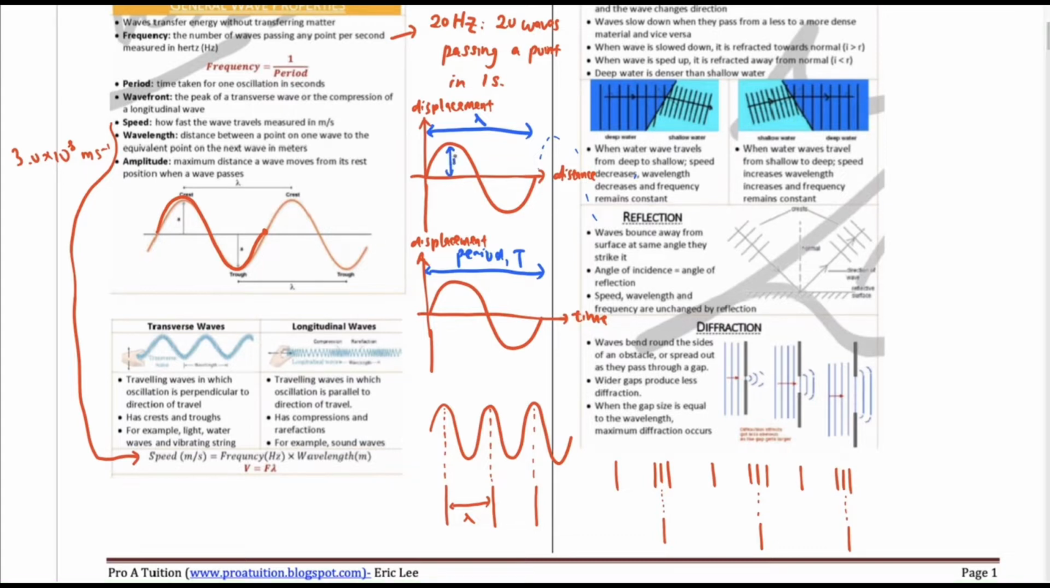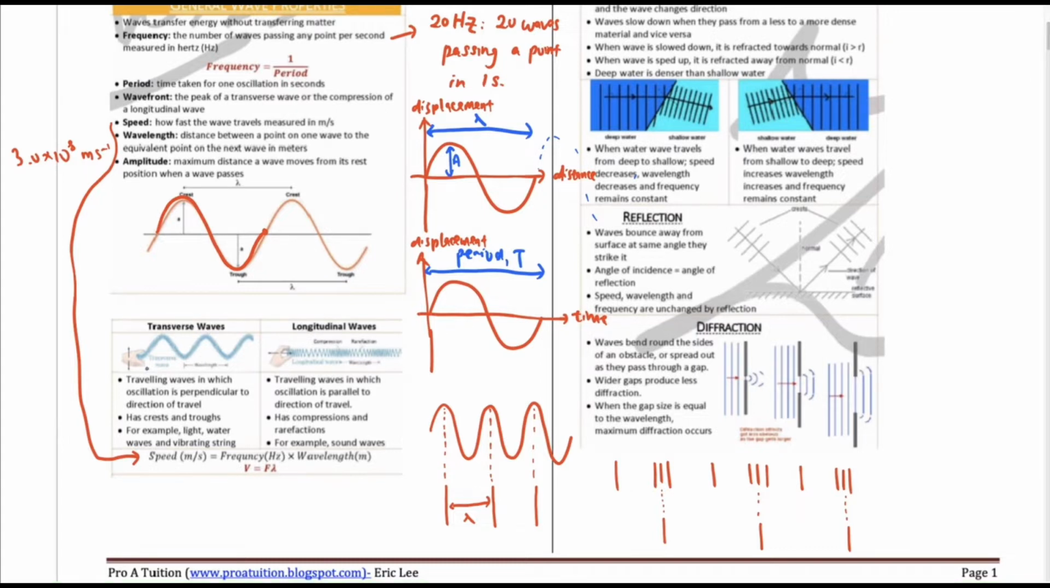So that is the amplitude. It's the maximum displacement, or maximum distance is fine. Maximum distance a wave moves from its rest position. Rest position is the x-axis itself when a wave passes. So the amplitude is here, or you can take here also as the amplitude. Now, in this graph, you can see amplitude and wavelength, crest, trough.